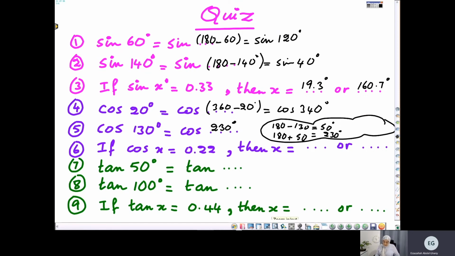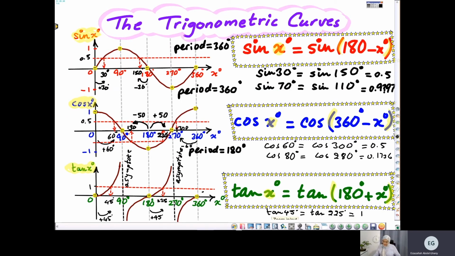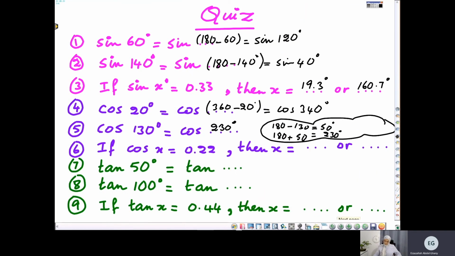Here's an indirect question. Cosine x equals 0.22. He wants the values of the angle x. Two values. One of them you will find on the calculator, and for the other one, let's revise. Cosine an acute angle equals cosine 360 minus this acute angle. So I'll click shift cosine 0.22. It will be 77.3. Remember, the angles are rounded to 1 decimal place.